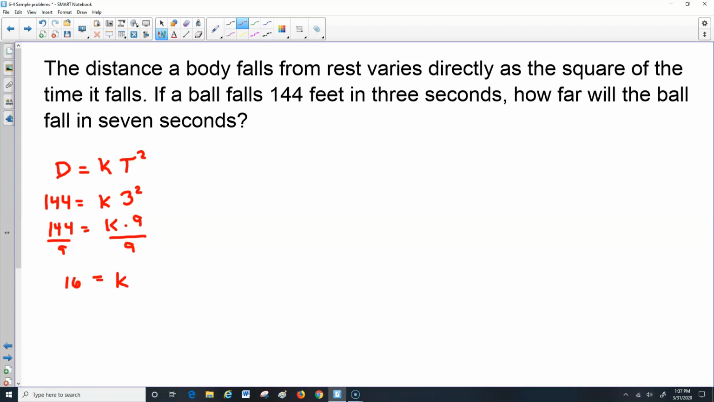So now that we know our constant of variation, we'll rewrite the equation. The distance is 16 times the time squared. And we want to know the distance that the ball will fall after 7 seconds of time. So D equals 16 times 7 squared, which is 49. So D is 784, and we are measuring this in feet, so that would be 784 feet.